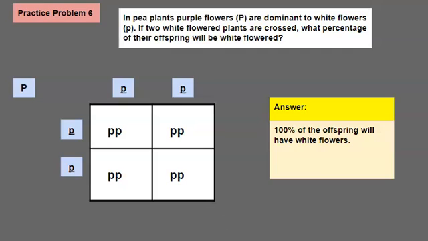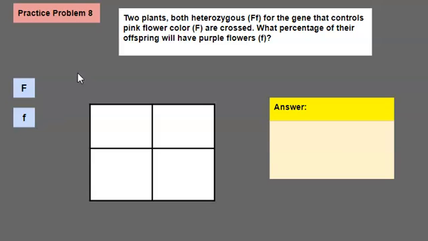So our next problem together is problem 8. And in problem 8, 2 plants, both heterozygous, so this is big F, little f, for the gene that controls pink flower color, capital F, are crossed. What percentage of their offspring will have purple flowers, lowercase f? So there are a couple things different here. So in this type of problem, we have to use our knowledge of the terms for heterozygous and homozygous, dominant or recessive, to figure out what our gene combinations are.